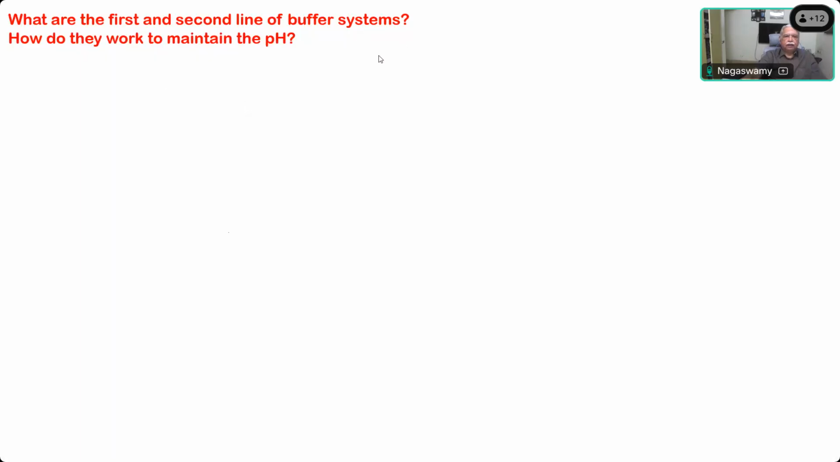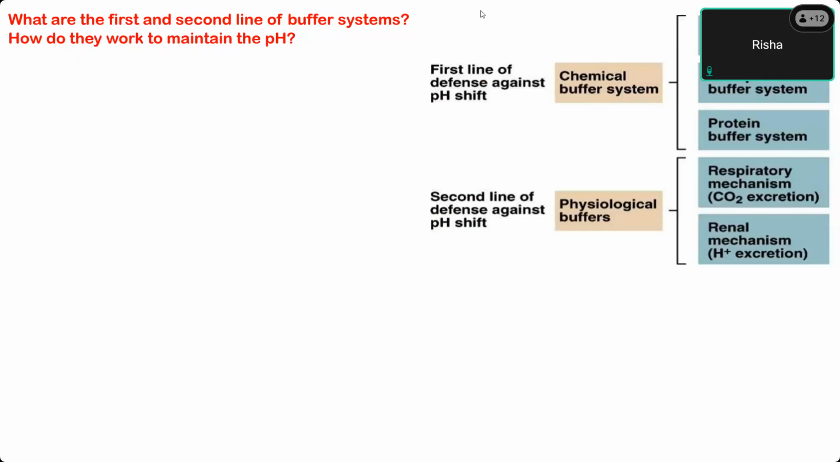What are the first and second line of buffer systems in the body? How do they work to maintain the pH? Buffer and phosphate, good. First line is bicarb and proteins. Second line is phosphate and hemoglobin. You can divide that into first line, which is chemical buffer: bicarbonate, phosphate, and protein. And second line is physiological buffers produced by respiratory compensation, which comes quite early, and then later renal mechanisms. Okay, so these are the buffer systems.